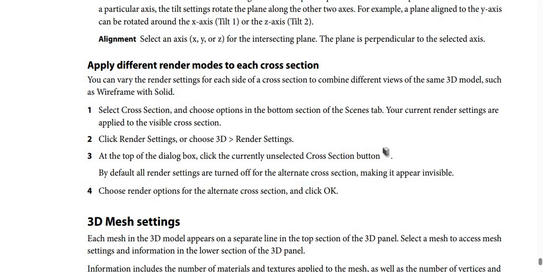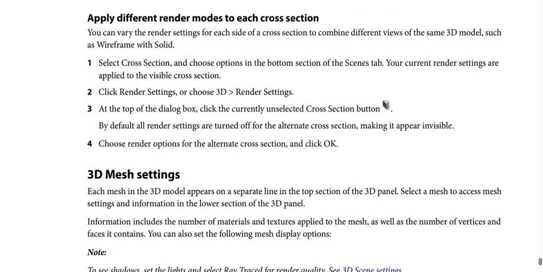Step number 2, you should click render setting or choose 3D, then choose render setting. Step number 3, at the top of the dialog box, you should click the currently unselected cross section button. By default, all render settings are turned off for the alternate cross section, making it appear invisible. And step number 4, choose render options for the alternate cross section, and then click OK.